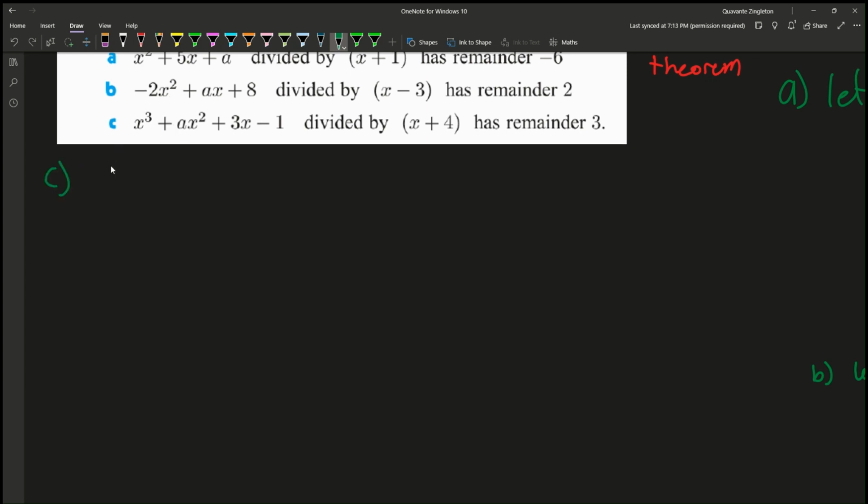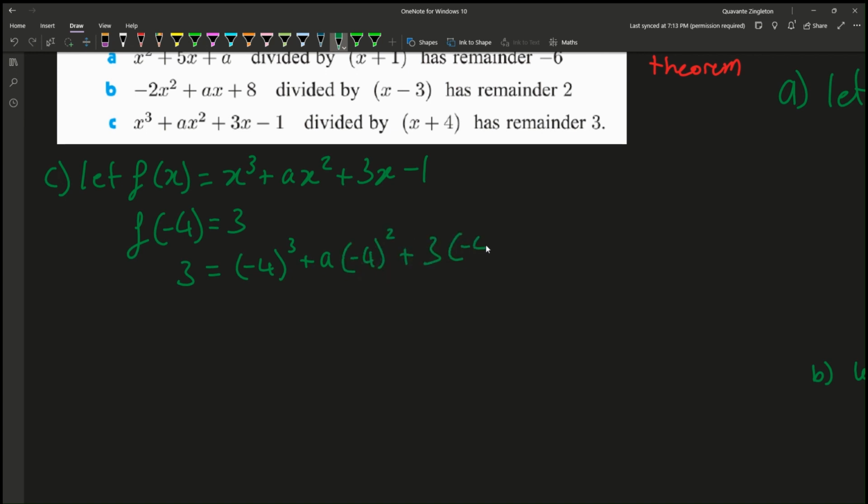So let f of x equal x cubed plus ax squared plus 3x minus 1. And using the remainder theorem, we use the opposite sign of this number as our input. Just f of negative 4, and the remainder is 3. Now, using this, we know that 3 equals, we substitute negative 4 in every x. So negative 4 cubed plus a times negative 4 squared plus 3 times negative 4 minus 1.